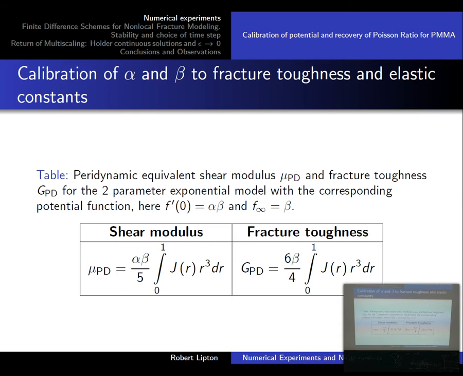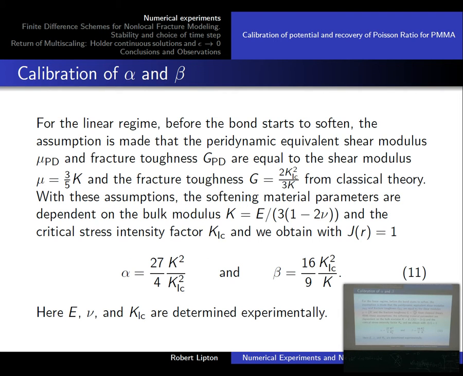And so what we do is, according to our exponential model, we find that F prime at zero is the product alpha times beta, these parameters, and F infinity is beta. So to fit the fracture toughness, for a given influence function, if this is measured experimentally, then we will fit alpha and beta according to these relations here. So if this is known and this is known, then we can determine alpha and beta. Okay, so that's how we do it. So what we'll do is pull off experimentally measured values of these and then determine our alpha and beta. And so that's what's done here.